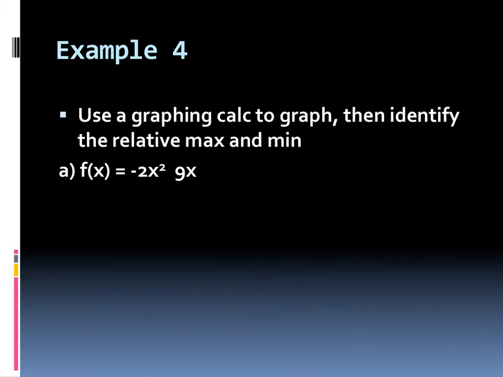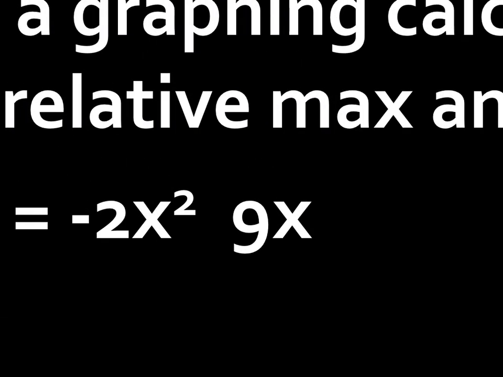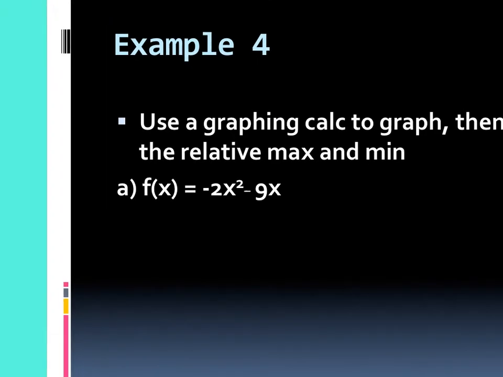All right, so we're going to use the graphing calculator to graph this and then identify the relative max and the relative min. I don't know if yours has the little minus. Mine's missing it. It should be negative 2x squared minus 9x. Is yours missing it? Okay.